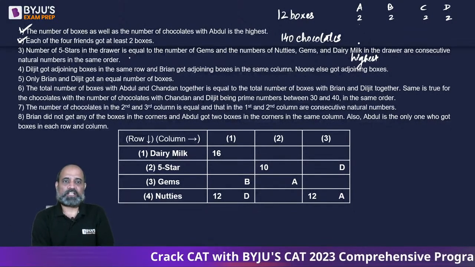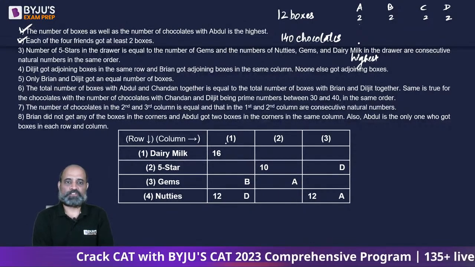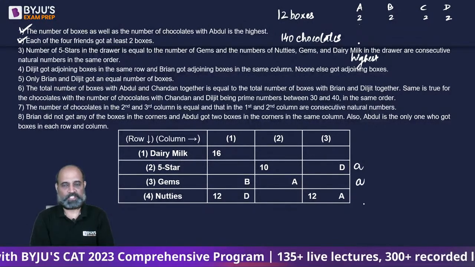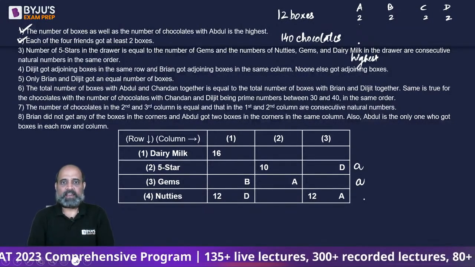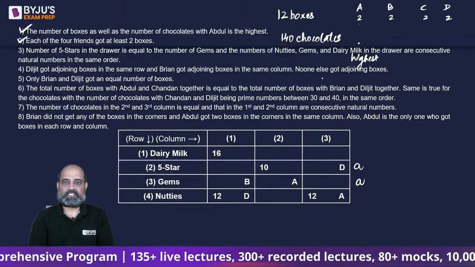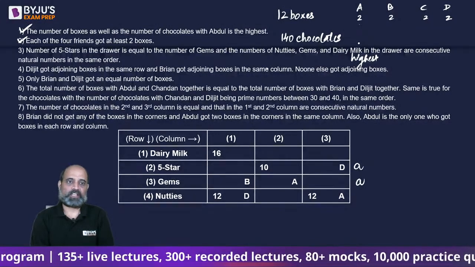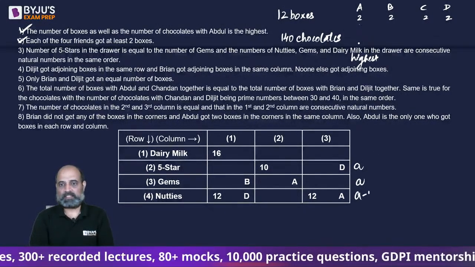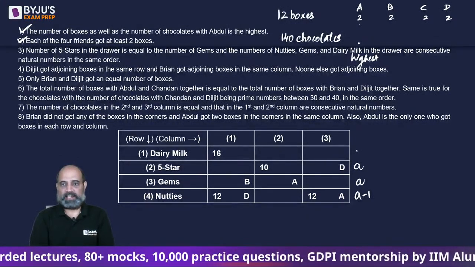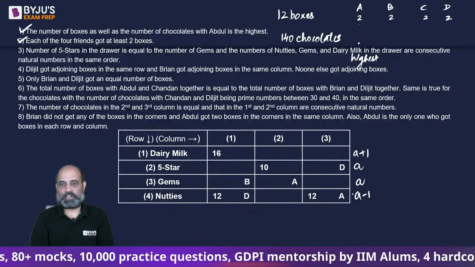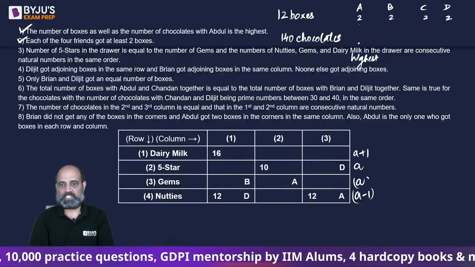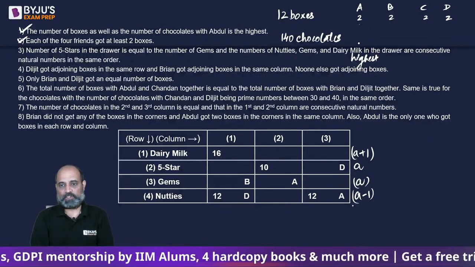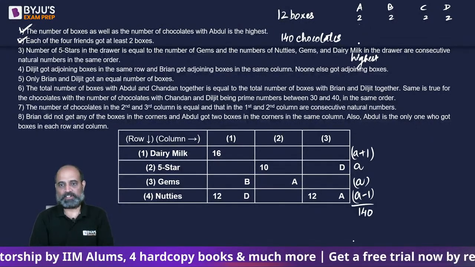Number of 5 stars in the drawer is equal to the number of gems. Let's say that is A. And the number of Nutties, Gems and Dairy Milk in the drawer are consecutive natural numbers in the same order. So Nutties, Gems and Dairy Milk, these are consecutive numbers. So we are only looking at Nutties, Gems and Dairy Milk. Ye consecutive numbers. And we also know that this sum is 140, right?